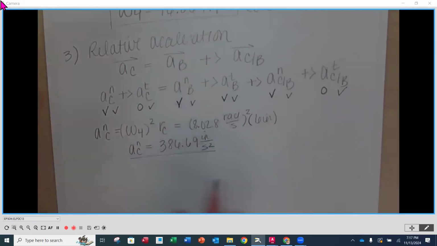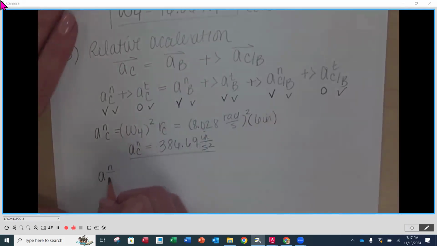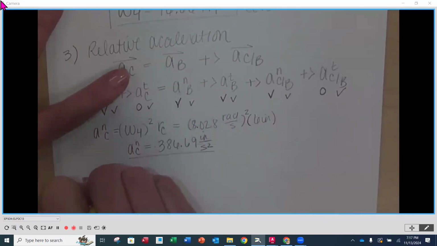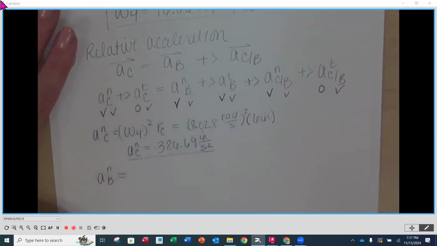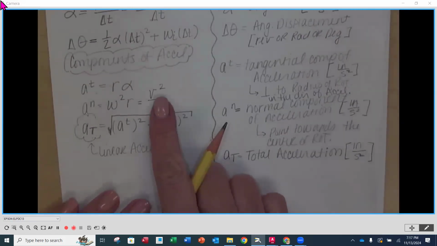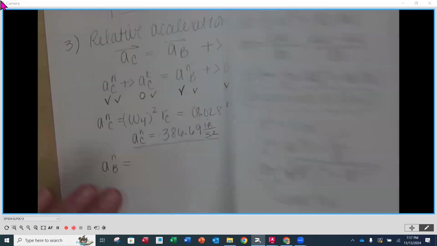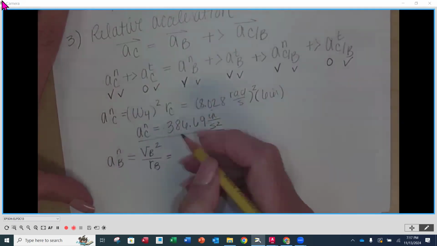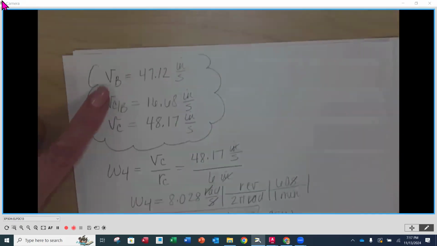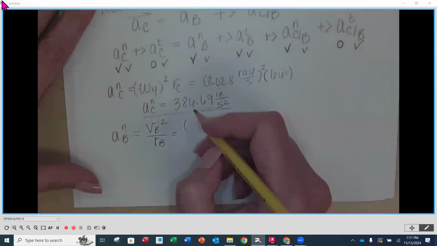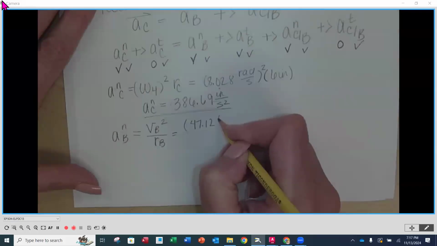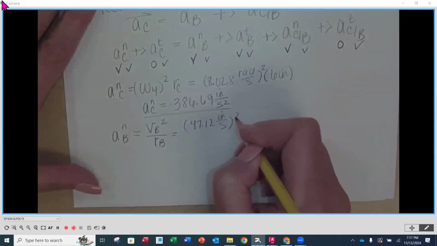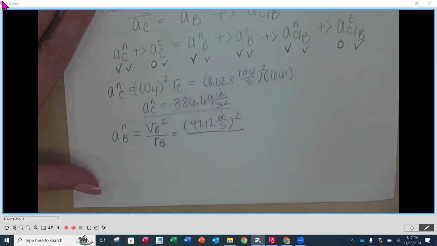Now we're going to do our next magnitude, the acceleration normal at B. That's going to be equal to, and just for the heck of it, I'm going to use the velocity squared over the radius just because it's the other one. Velocity at B, don't forget to square it, over the radius to B. So my value for my velocity at B, 47.12, and that's going to be inches per second. Make sure you put your units in there and square it. Divided by a radius of 3 inches.